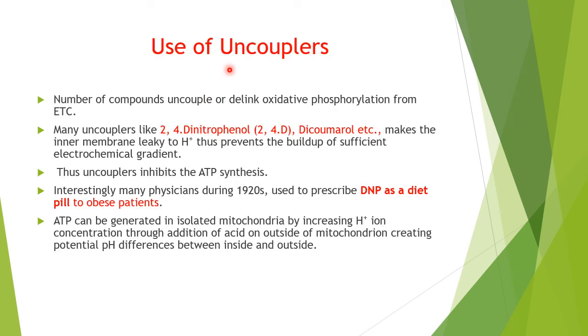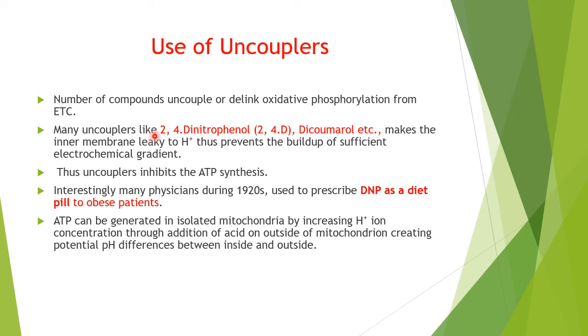And also there are certain uncouplers which have been used. Use of uncouplers: there is a coupling between oxygen and the electron transport chain, coupling between oxygen and the electron transport carriers. A number of compounds uncouple or delink oxidative phosphorylation from the ETC.